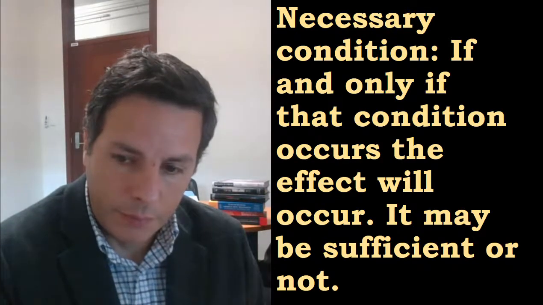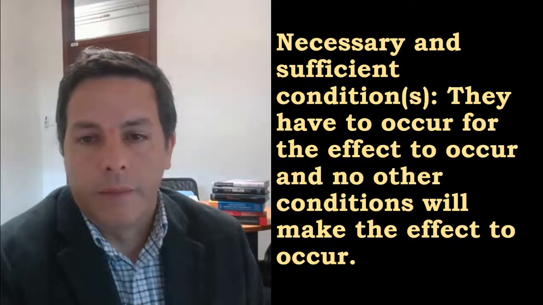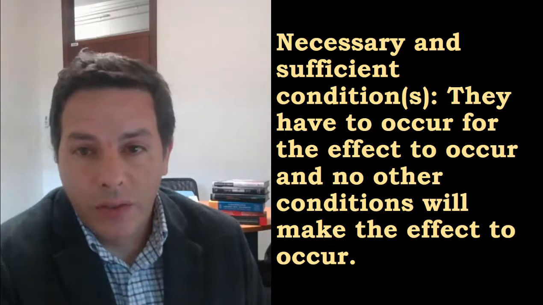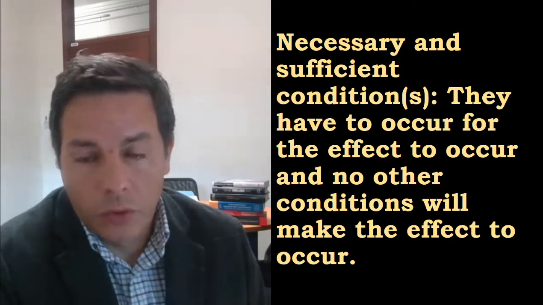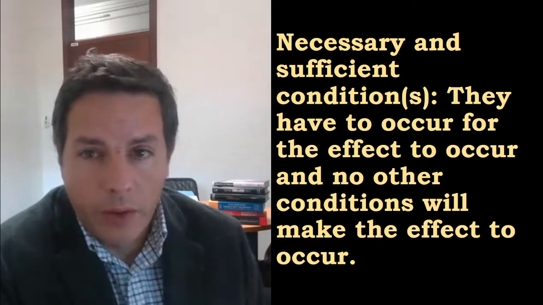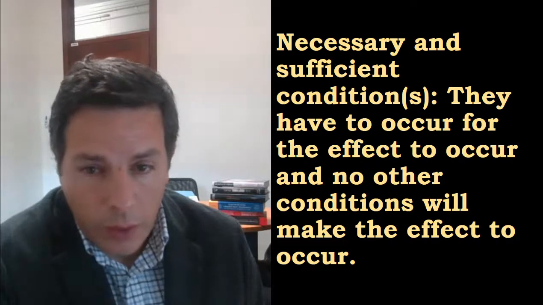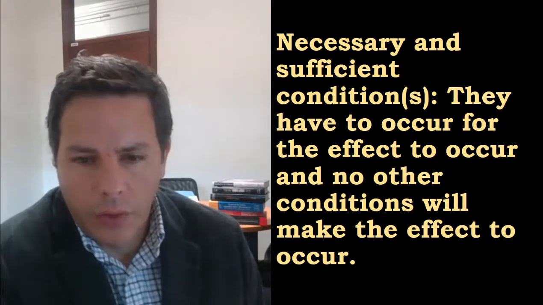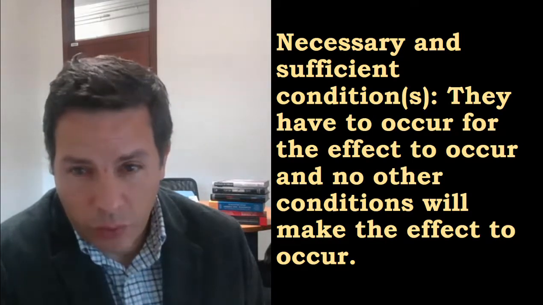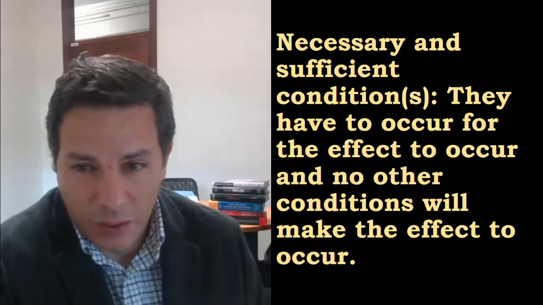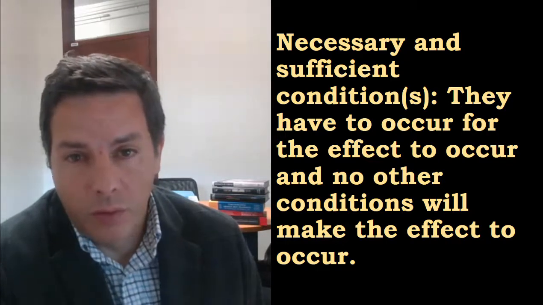So then we come to the conditions that are both necessary and sufficient. So a condition, or one or more conditions, could be necessary and sufficient. They have to occur for the effect to occur, and no other conditions will make the effect occur. So necessary, the first part: they have to occur for the effect to occur, that's the necessary part. And no other conditions will make the effect occur, that's the sufficient part.